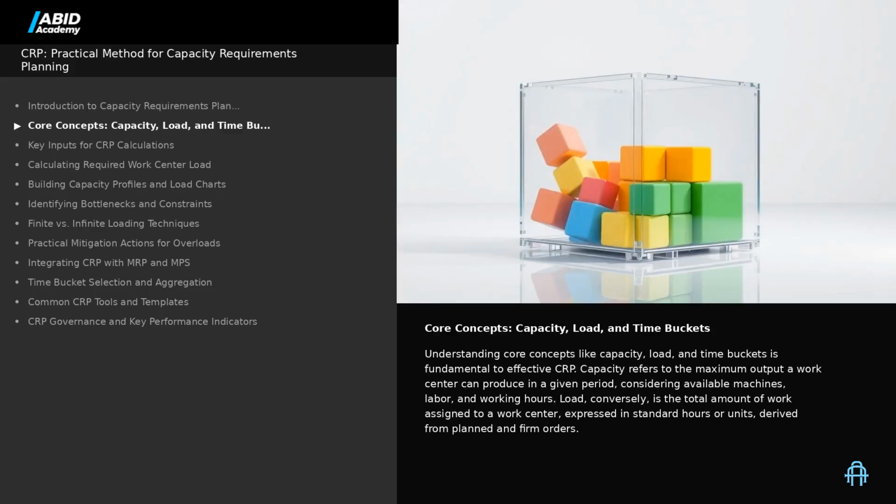Core concepts: capacity, load, and time buckets. Understanding core concepts like capacity, load, and time buckets is fundamental to effective CRP. Capacity refers to the maximum output a work center can produce in a given period, considering available machines, labor, and working hours. Load, conversely, is the total amount of work assigned to a work center, expressed in standard hours or units derived from planned and firm orders.